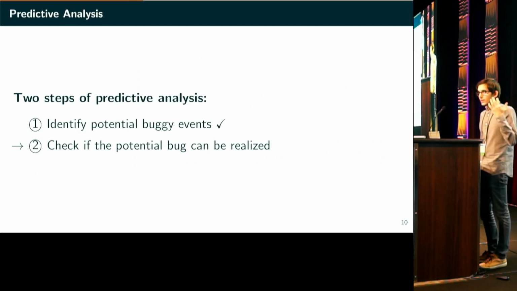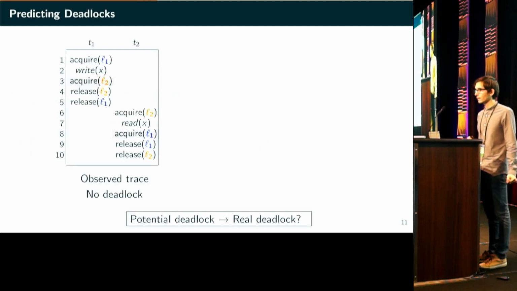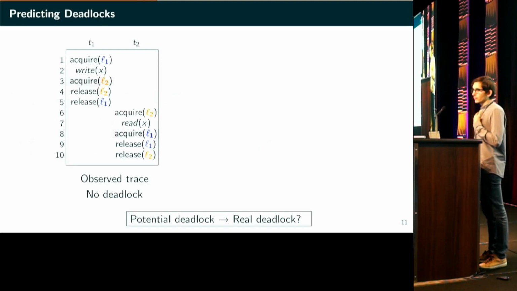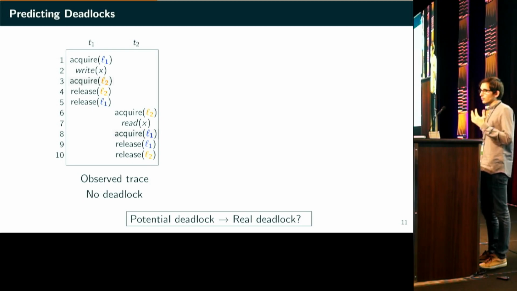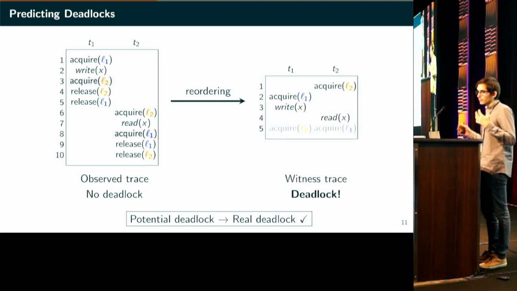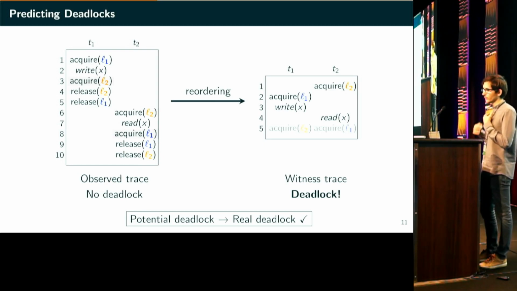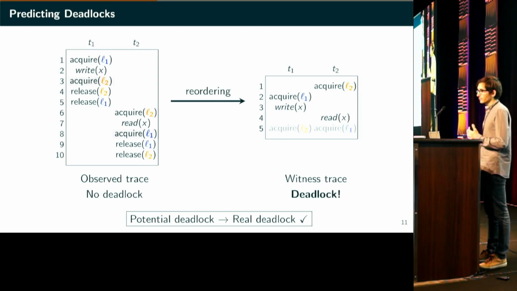So once we identify the potential deadlocks, we can now check whether these are real deadlocks. So here we have an execution where the events 3 and 8 form a potential deadlock. And this pair actually corresponds to a real deadlock. And we have a reordering of the events of the observed trace that exposes this deadlock, as shown on the right. So this trace on the right is called the witness trace.